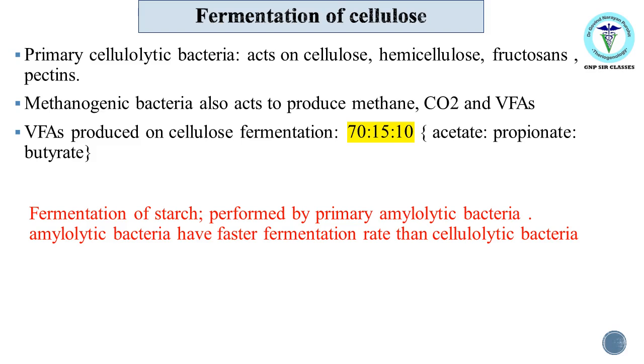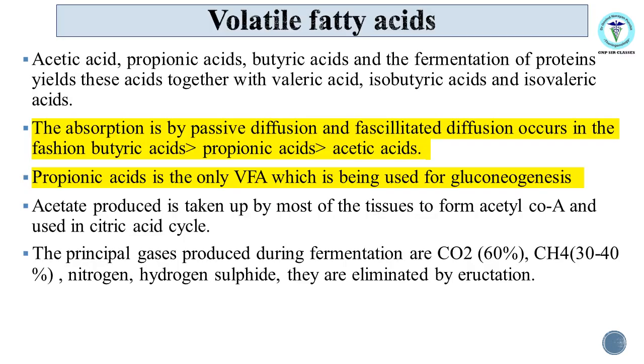Cellulose fermentation involves primary cellulolytic bacteria that act on cellulose, hemicellulose, fructosans, and pectins. Methanogenic bacteria also play a role by producing methane, carbon dioxide, and volatile fatty acids. The fermentation of starch is performed by primary amylolytic bacteria, which have a faster fermentation rate than cellulolytic bacteria. Volatile fatty acids, such as acetic, propionic, and butyric acids, are produced during fermentation.